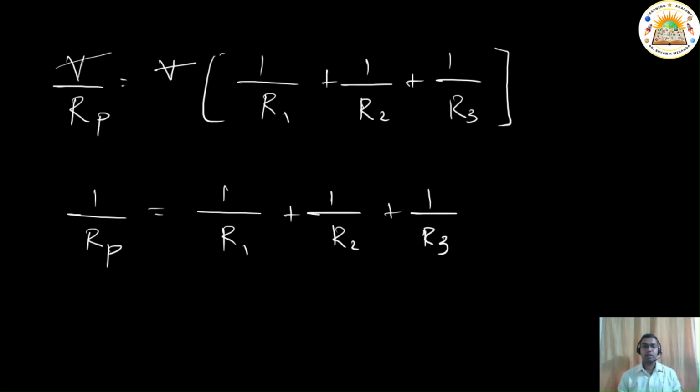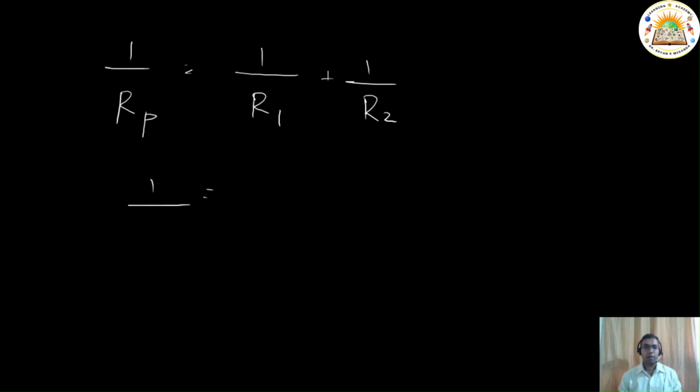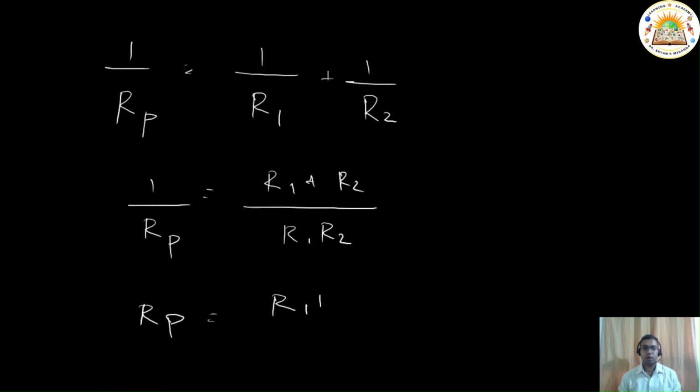Let us say instead of 3 resistances, I had only 2 resistances. So 1 by Rp, I can write it as 1 by R1 plus 1 by R2, or 1 by Rp is equal to R1 plus R2 by R1 R2, or R parallel is equal to R1 R2 by R1 plus R2. Now this is a useful formula when we are looking at competitive exam questions that can be asked.